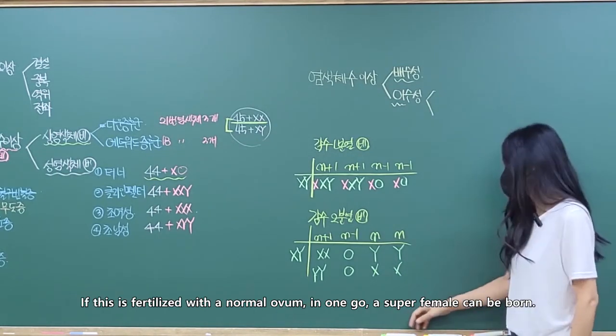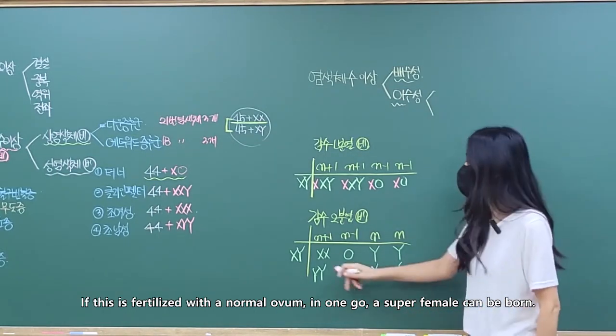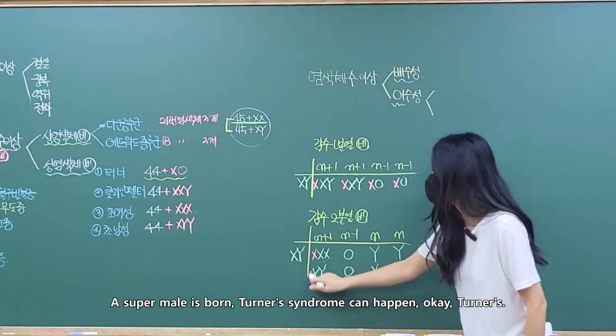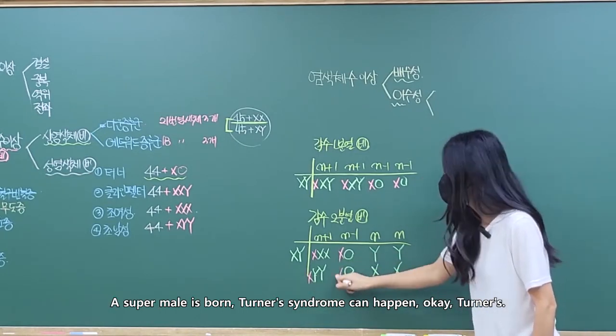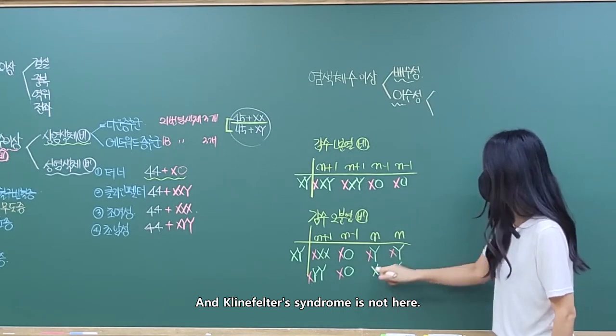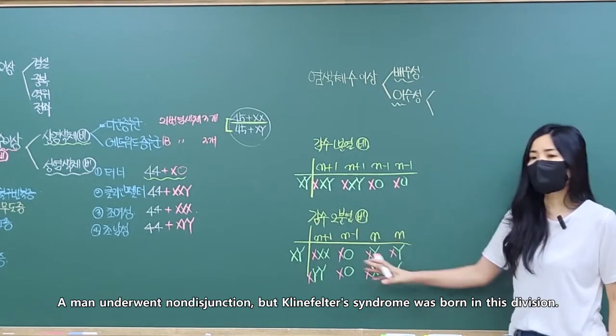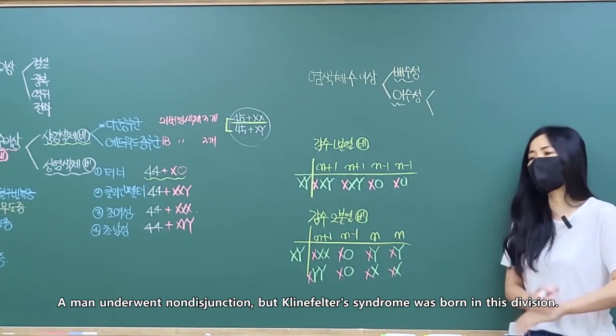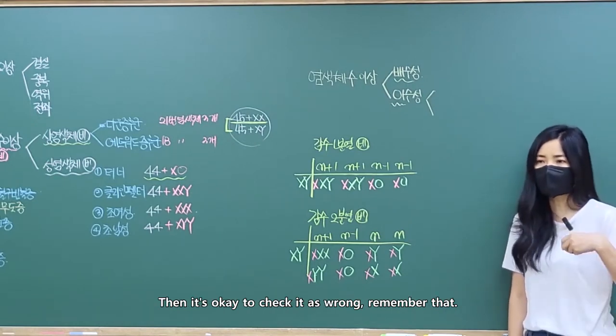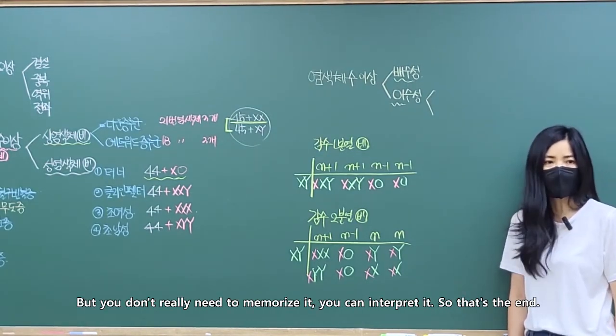If this is fertilized with a normal ovum, in one go, a super female can be born. A super male is born, Turner's syndrome can happen, okay? Turner's. And Klinefelter's syndrome is not here. A man underwent non-disjunction, but Klinefelter's syndrome was born in this division. Then it's okay to check it as wrong, remember that. But you don't really need to memorize it, you can interpret it.